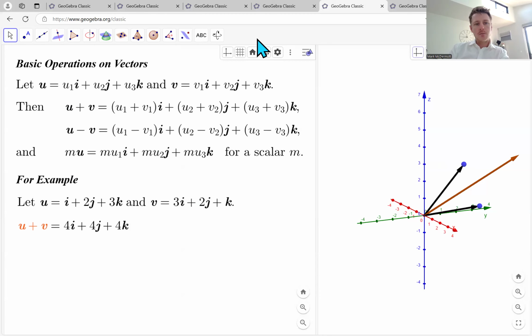Okay, so that is operations on vectors. You can think all the same rules apply in two-dimensional space as well. So we've obviously done this example in three-dimensional space, but the same is true in two-dimensional space.